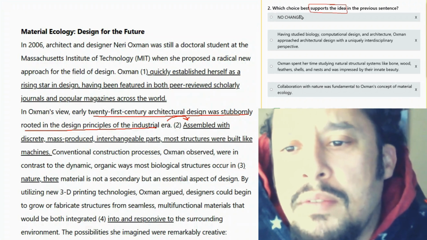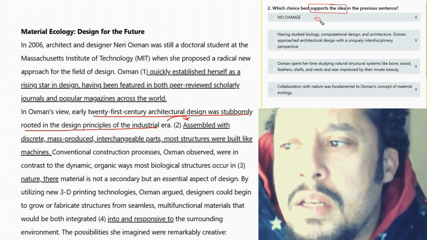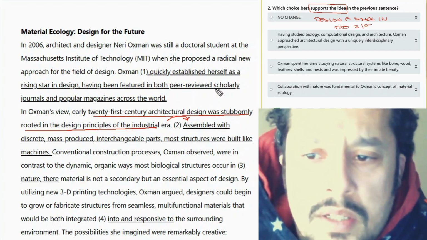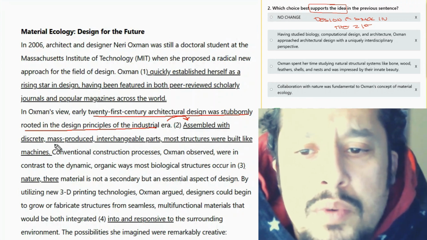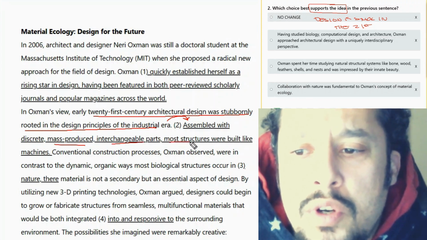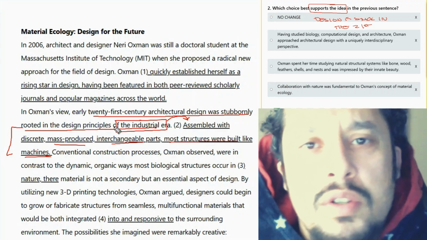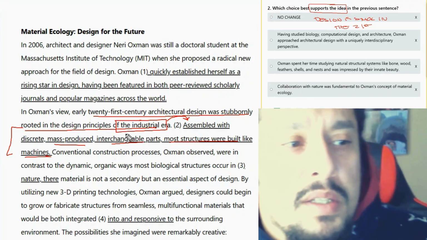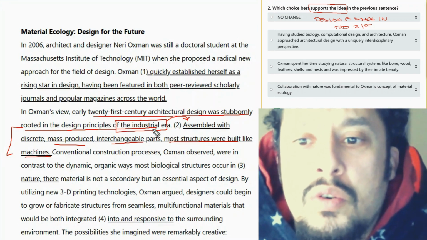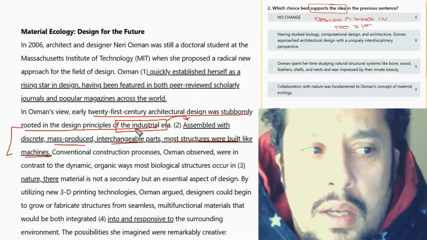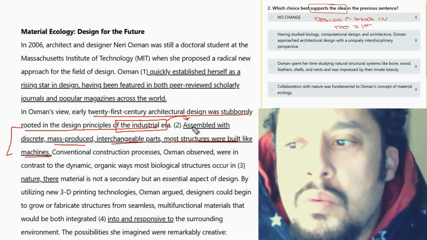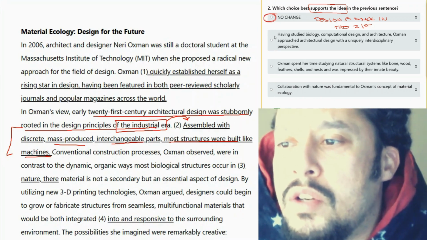So we want to support the idea, for example, that design is stuck in the 21st century. Assembled with discrete mass-produced interchangeable parts, most structures were built like machines. Okay, does this relate to the industrial era, right? Because in the industrial era, the time period had, for example, large growth for machines or the application of machines. So I like answer A. Answer A is a good answer.